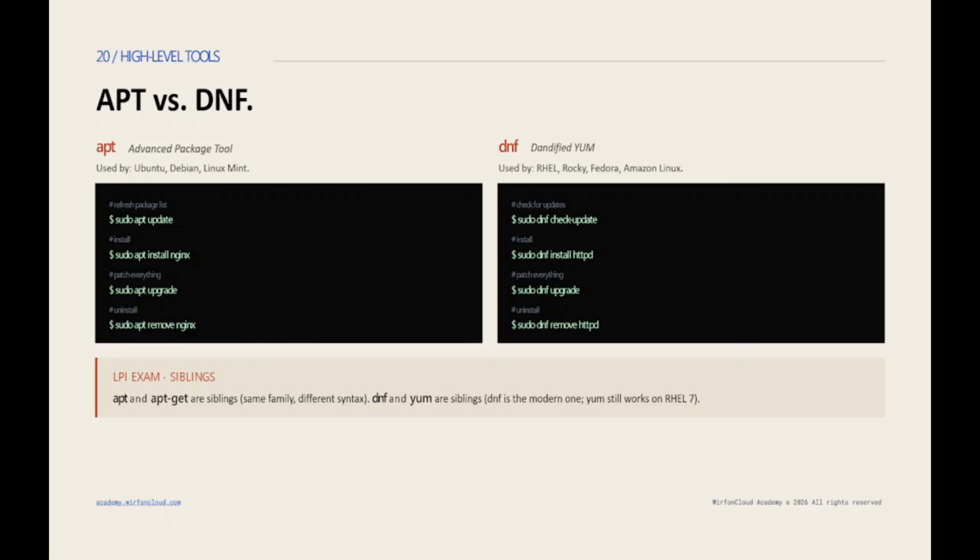apt and DNF are the two main high-level package managers you use every day. apt, Advanced Package Tool, is for the Debian family: Ubuntu, Debian, and Mint. DNF, short for Dandified Yum, is for the Red Hat family: RHEL, Rocky, Fedora, Amazon Linux. The commands are similar enough that you can switch between them. apt update or dnf check-update refresh the list of available software.